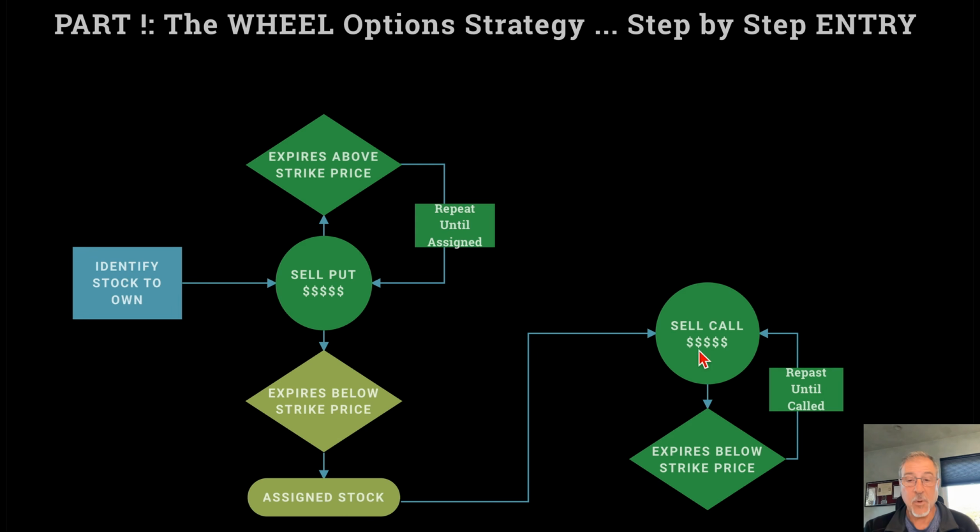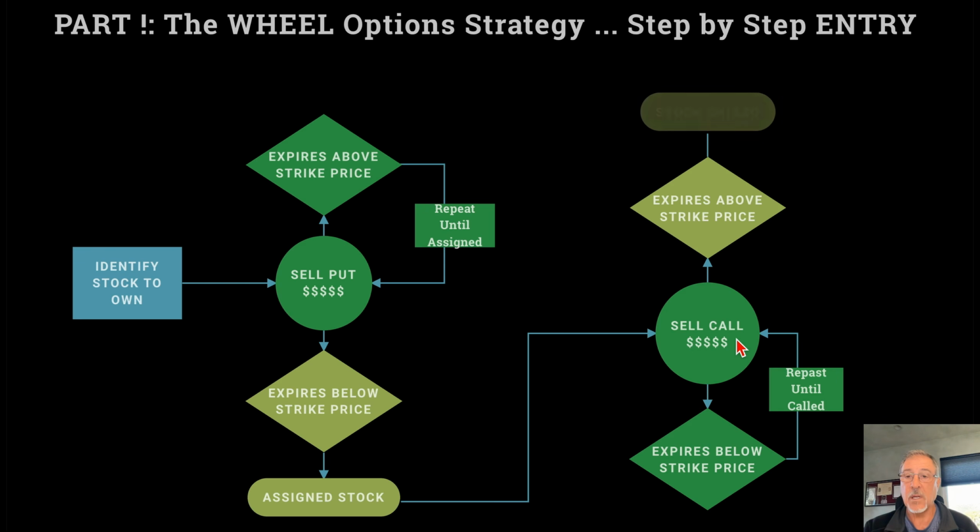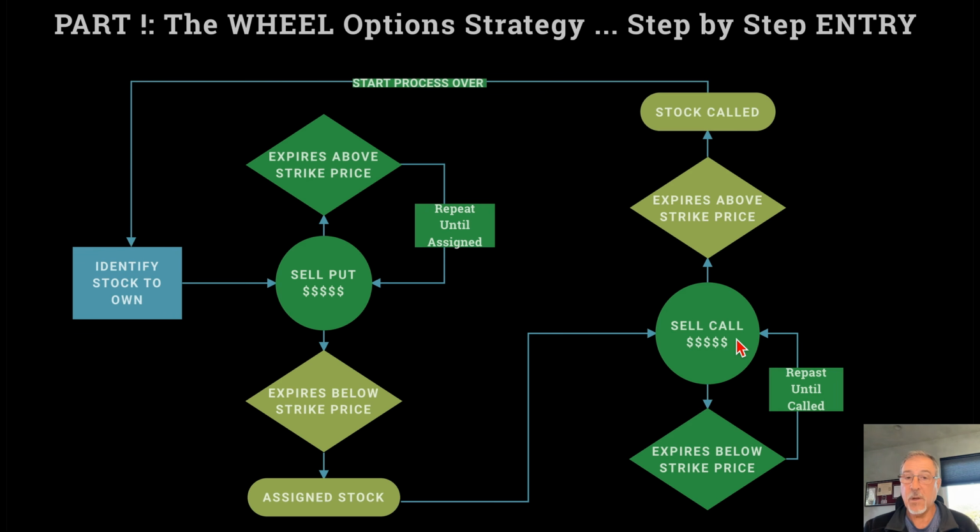Now I'm going to go out and sell calls at a point I'm willing to sell this stock, and I'm picking up maybe another $2, so $200. Then 4, 5, 6 weeks later, or 4, 5, 6 months later, depending on the cycle I'm using, that might get called away from me. I might finally end up where it expires above my strike price, in which case the stock will get called away from me. I won't own it anymore. And what do I do? I go back and start the process over.